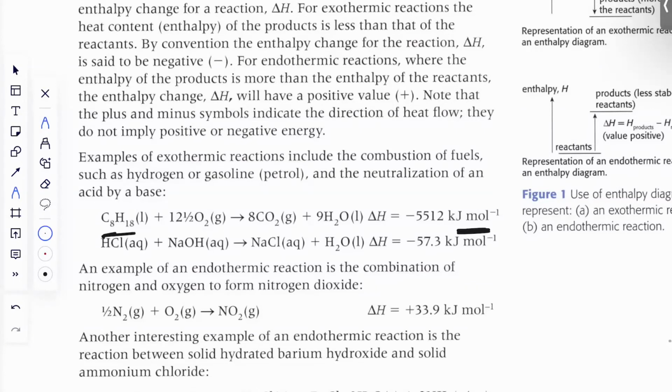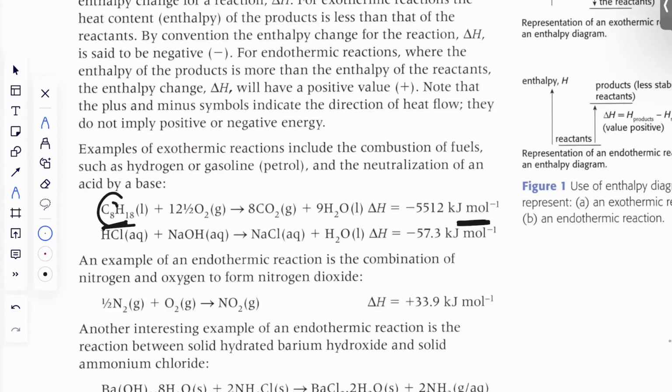That means what they're saying here, if you're reacting 1 mole of C8H18, you will produce 5512 kilojoule. But if I change the question, if you produce 1 mole of CO2, how much energy you produce? 5512 divided by 8. Correct. So you must take care of the coefficient here.